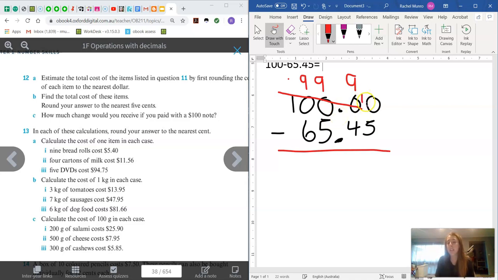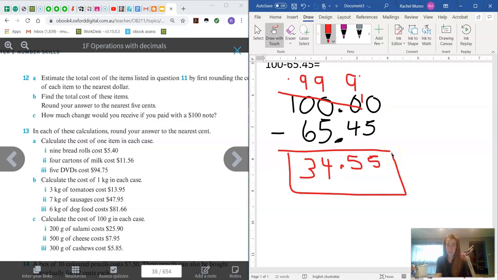All right, and I'm going to place what I borrowed just here. So I end up with a 10 in my hundredths column. So 10 hundredths minus 5 is 5. 9 tenths minus 4 tenths gives me 5 tenths. 9 units take 5 units gives me 4 units. 9 units minus 6 units gives me 3 units. And that right there is my answer.